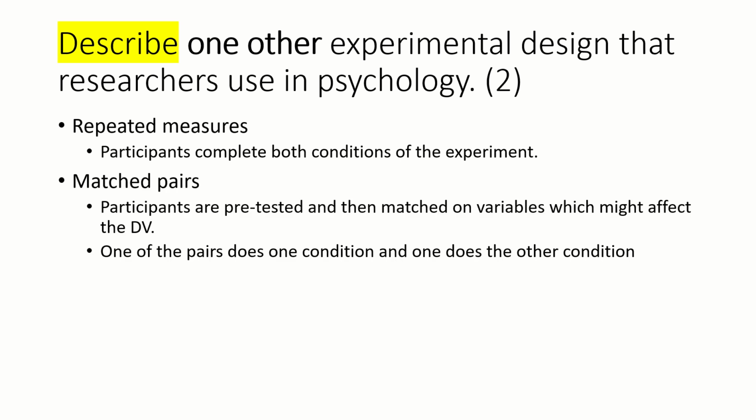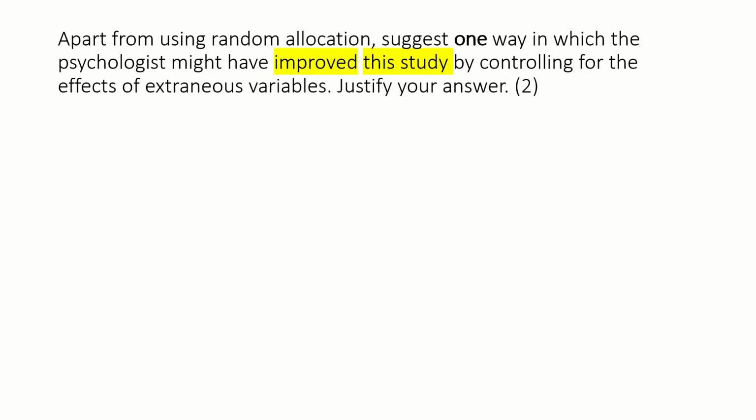Or matched pairs, and you need to mention all of these things to get the marks if you went with matched pairs. Participants are pre-tested and then matched on variables which might affect the DV. Give yourselves a mark. One of the pair does one condition and one does the other condition. So one of the pair does one condition and one does the other condition, not one of the pairs. Apologies.